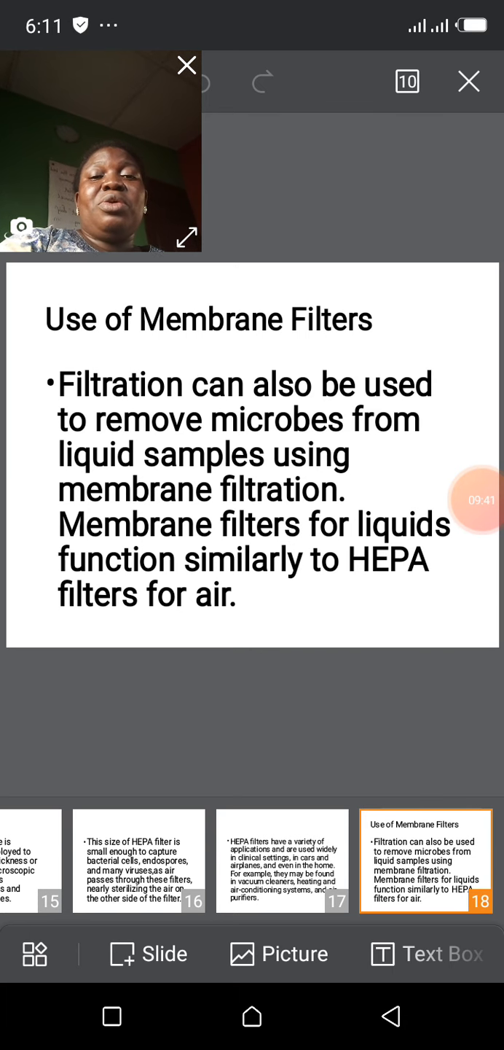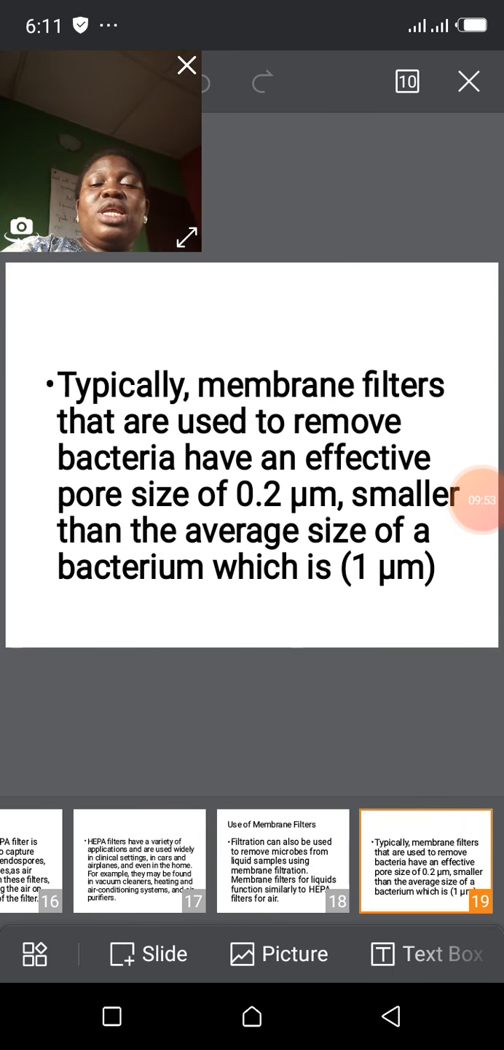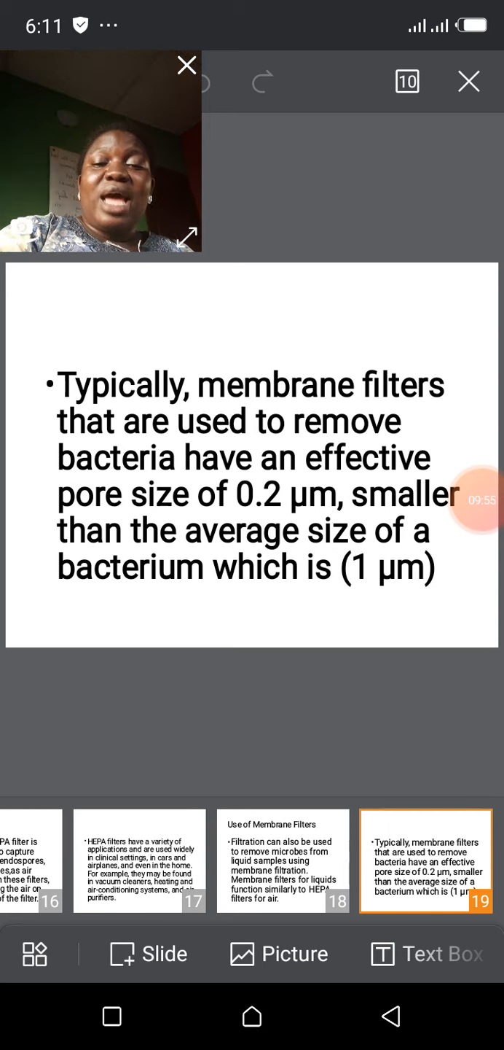Filtration can also be used to remove microbes from liquid samples, using a membrane filter as a type of filter. This membrane filter is similar to the HEPA filter in application. The only difference is in their size. A typical membrane filter that could be used to remove bacteria has effective pores of about 0.2 micrometer, while I told us that the HEPA filter has a pore size of about 0.3 micrometer.